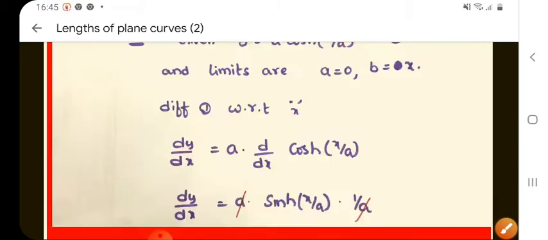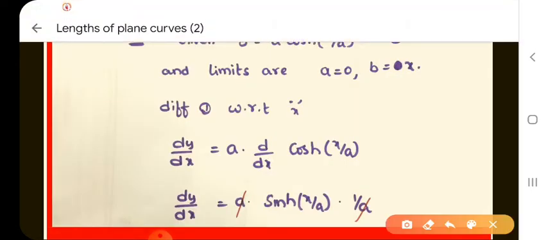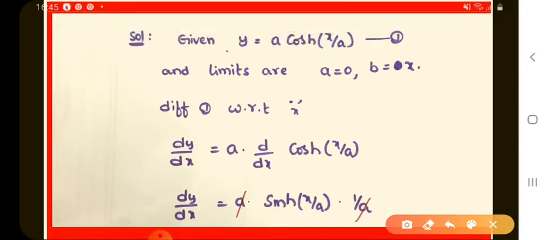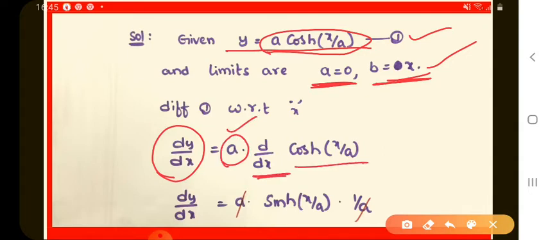Okay, see here. First I write the given y equals a cosh of x by a. Let this be equation number 1, and the limit values are a equals 0, b equals x. Okay, now I differentiate 1 with respect to x. That means dy by dx equals d by dx of a cosh of x by a, but a is constant here, so I write first a, and d by dx of cosh of x by a. Cosh means hyperbolic cos of x by a. What is the differentiation of cos x?